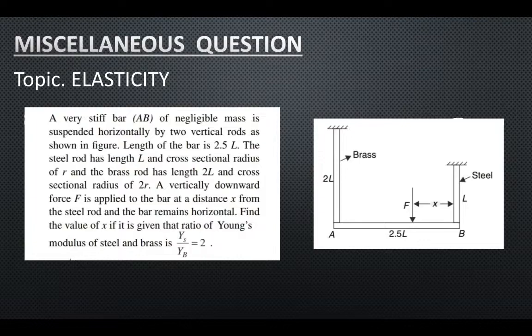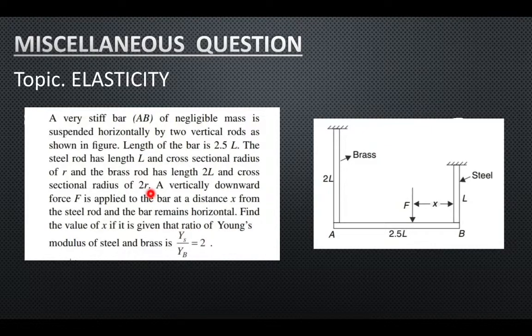So today we are going to look at one of the miscellaneous questions from the topic elasticity of the chapter properties of matter or properties of solids. The question reads: a very stiff bar AB of negligible mass is suspended horizontally by two vertical rods as shown in the figure. The length of the bar is 2.5 L, where L is the unit. The steel rod has length L and cross-sectional radius R, and the brass rod has length 2L and cross-sectional radius 2R.